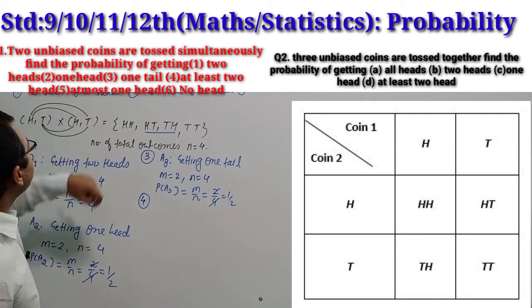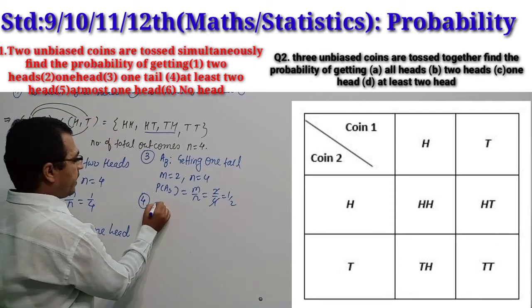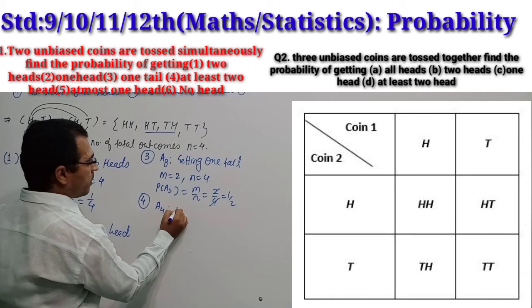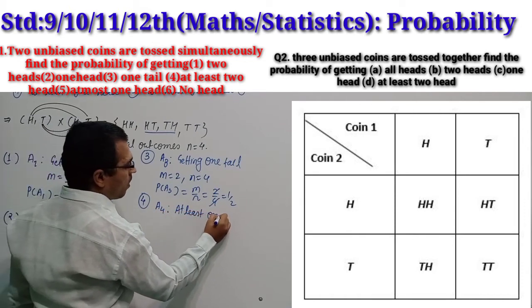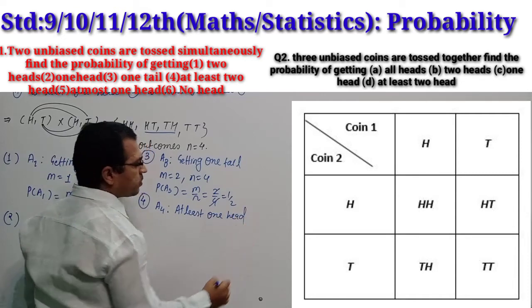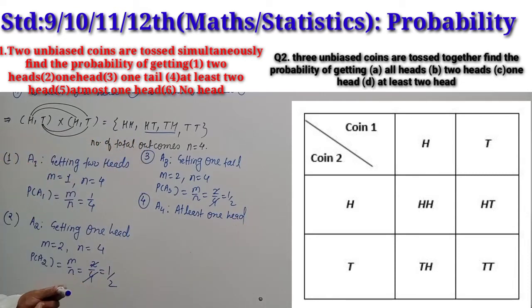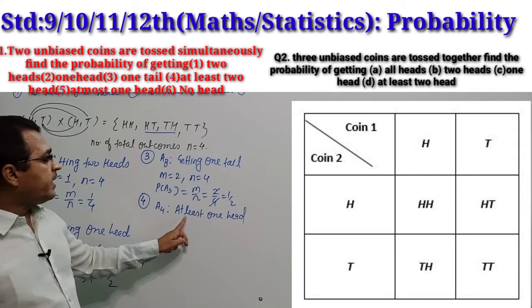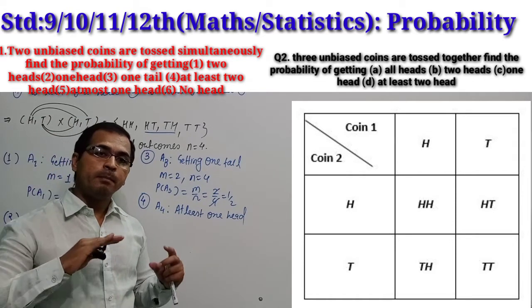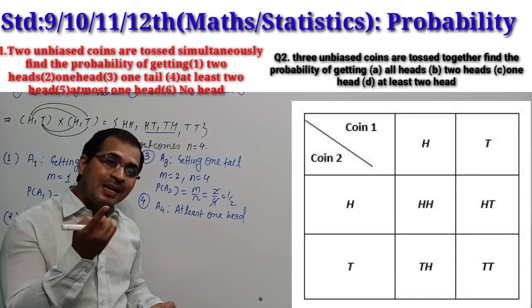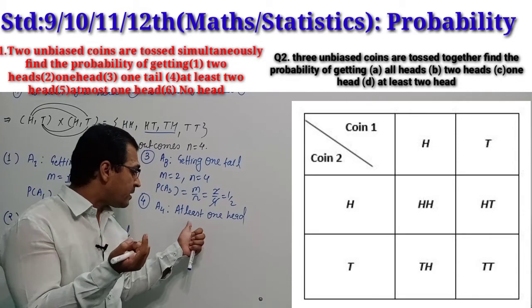At least one head. Consider this is A4. At least one head. Right, students? What do you want to find out? Probability of getting at least one head. At least one head means the number of heads may be more than one, but not less than one.